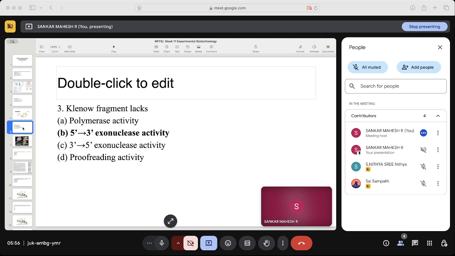Right. The next question is Klenow fragment lacks dash polymerase activity, 5 prime to 3 prime exonuclease activity, 3 prime to 5 prime exonuclease activity, proofreading activity. So again, you can take a couple of minutes to think about this and then start with where this Klenow fragment is derived from and how large it is, whatever information you know about this. Maybe you can start with what you know about DNA polymerase. We can build it from there and come to Klenow fragment specifically.